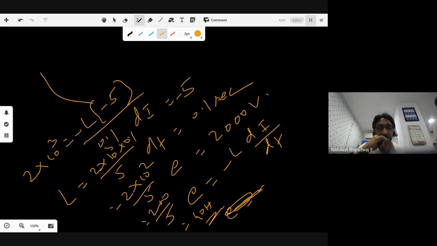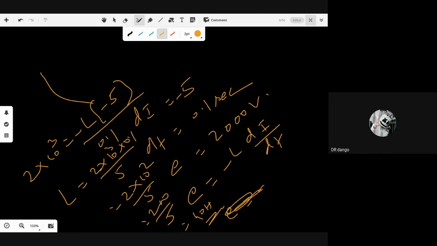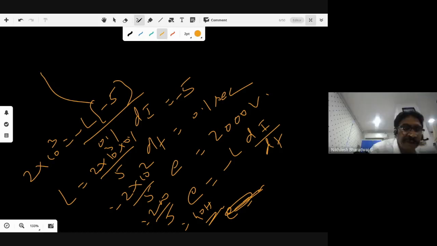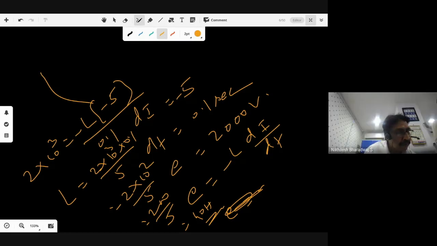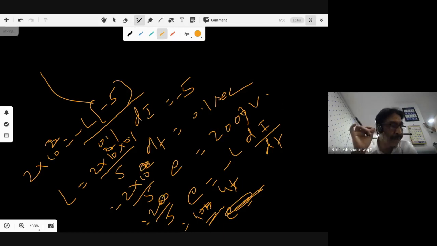Can you see the board? E is 200 volt, sorry. By mistake I have taken 2000. It's 200, which becomes 2 squared. Instead of 40 Henry, you'll get 4 Henry. Okay, no problem. 20 by 5.